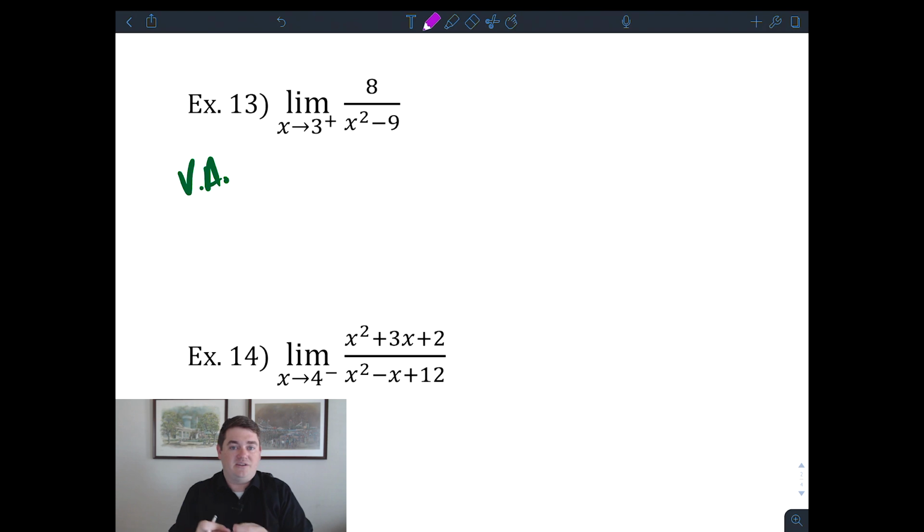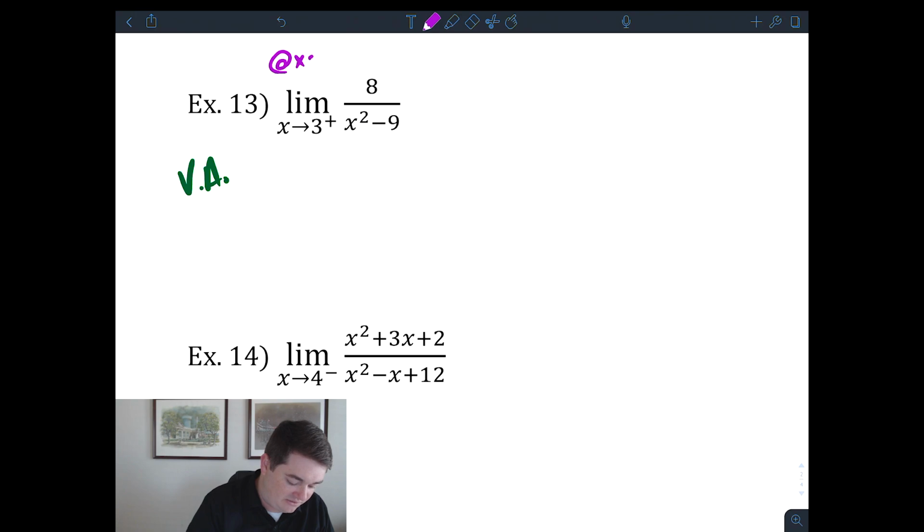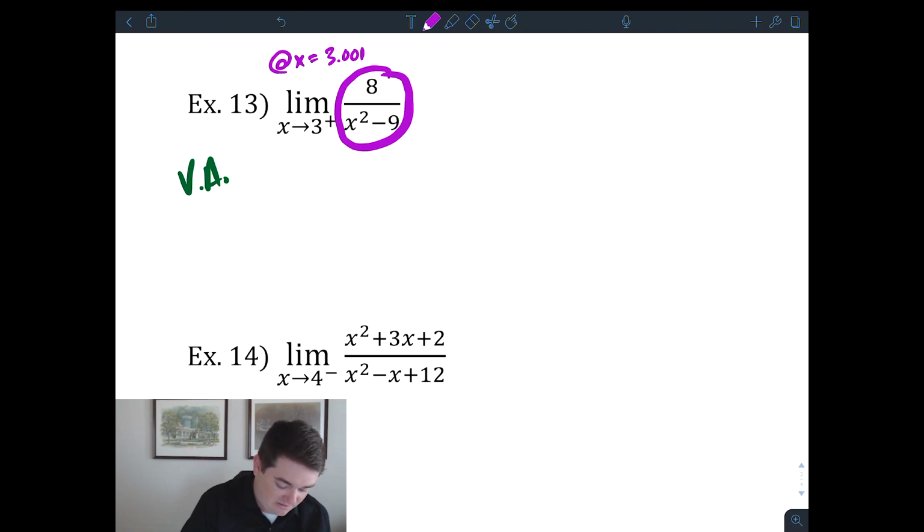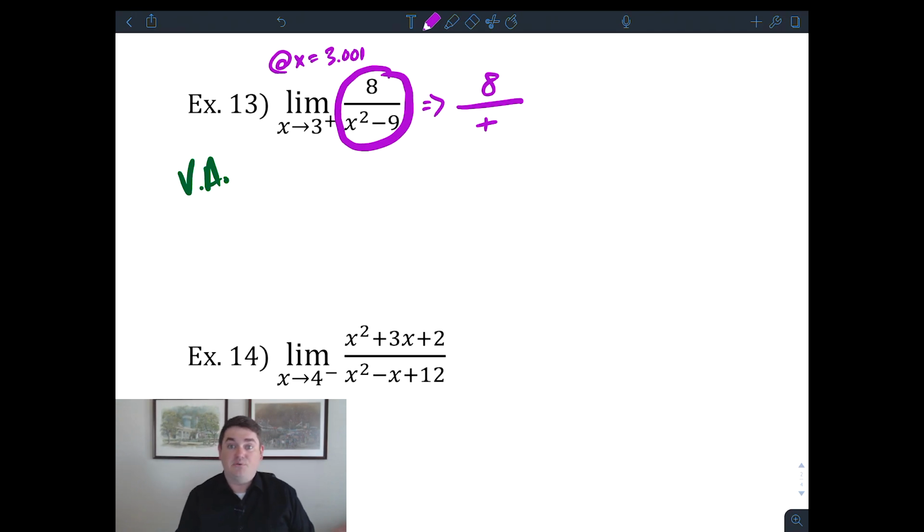I'm going to pick a value of x that's really, really close to 3 on the right. What about when x is 3.001? When x is 3.001, is this positive or negative? 8 divided by 3.001 minus 9 would be 8 divided by a positive number, which is positive. So this is sort of a shortcut that lets us know that as the graph approaches that vertical asymptote, it's going to become positive, meaning it's going to shoot up to infinity.